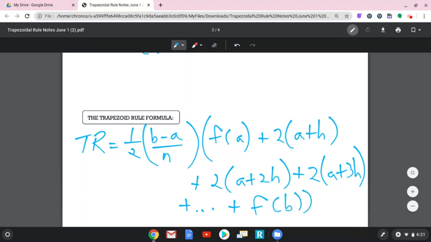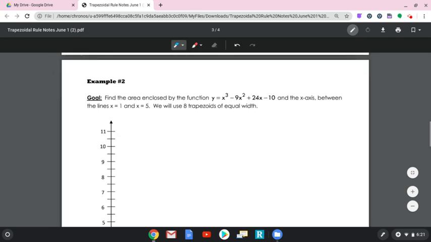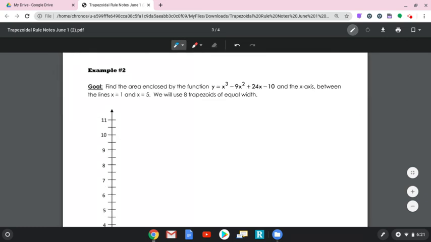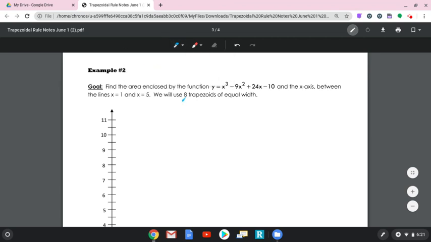All right, guys? So let's take a look at another problem. Now, our next problem, I'm not giving you the graph. We're going to graph it, and it doesn't have to be perfect, and I'm going to show you how to do it. But do me a favor, guys. I don't want it to be 8 trapezoids. I want you to change that to just 4. We're going to just do 4 trapezoids, okay? Change that to 4 trapezoids.